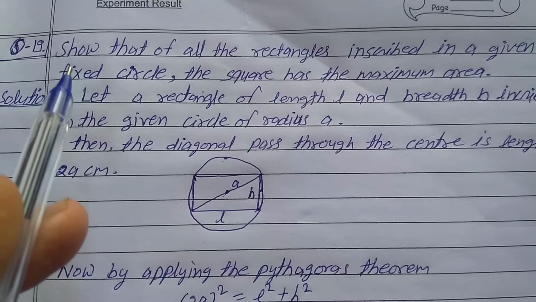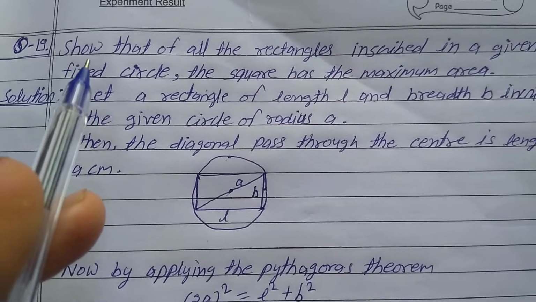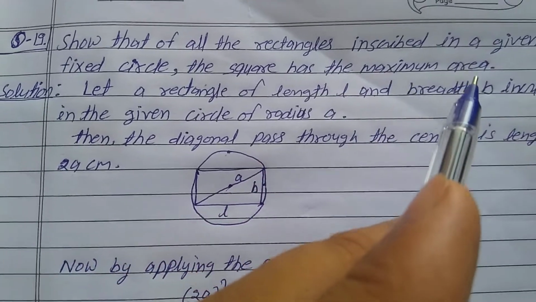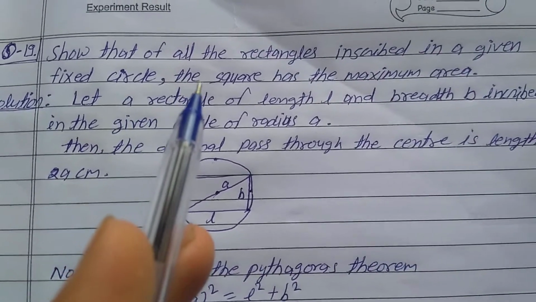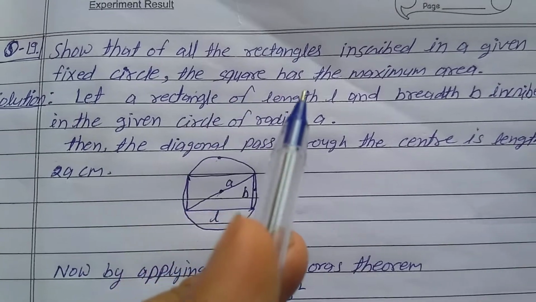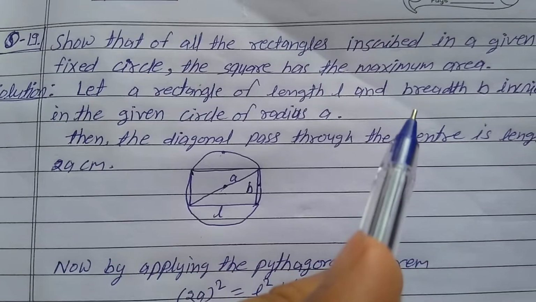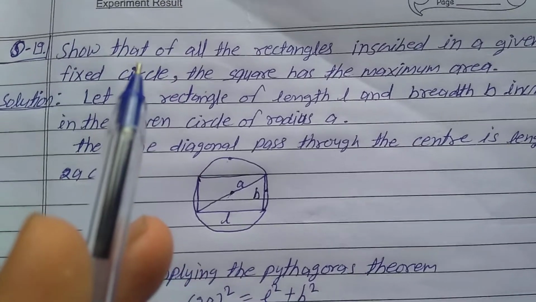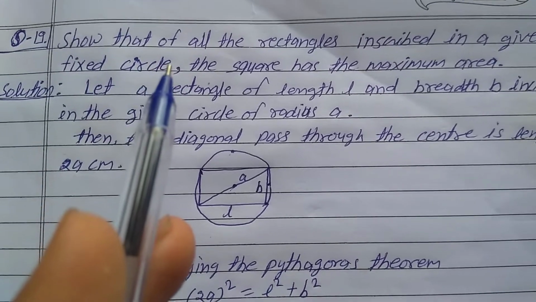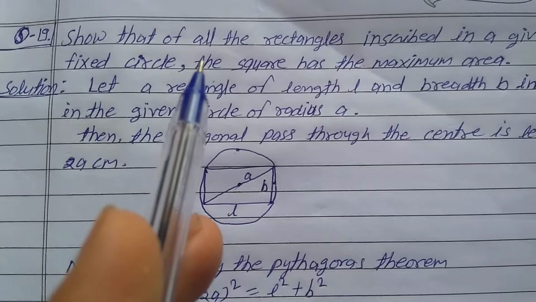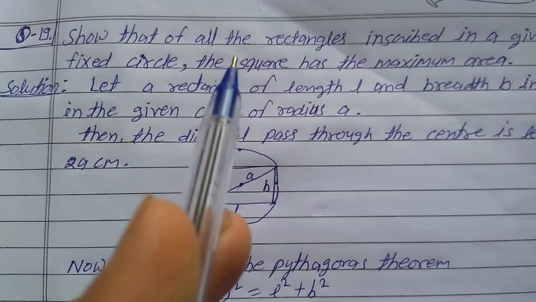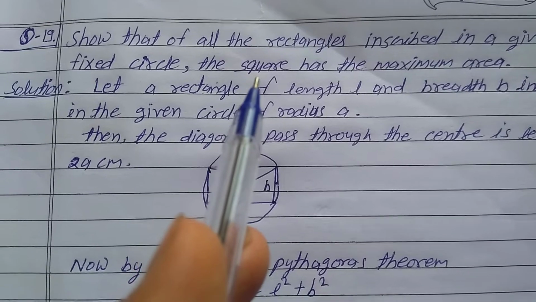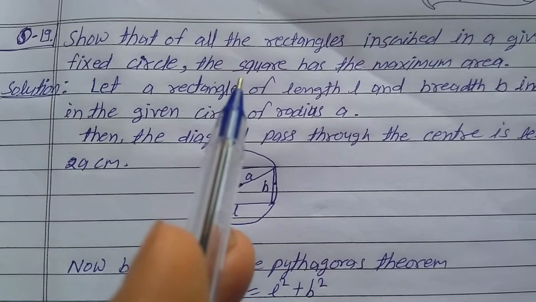Question number 19, exercise 6.5, class 12th. Show that of all the rectangles inscribed in the given fixed circle, the square has the maximum area. Means that in circles, rectangles can be inscribed, and the square rectangle has the maximum area. That is what we show.